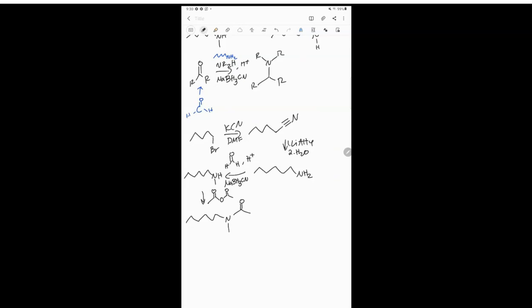So introduce the nitrogen through a nitrile because we need that extra carbon. We're going to reduce to our amine. We're going to use reductive amination with formaldehyde to add a methyl group to our amine. And then we're going to use an acylating agent to put on our acetyl group there. So don't forget reductive amination. Very, very useful. Probably the most useful of the amine reactions.